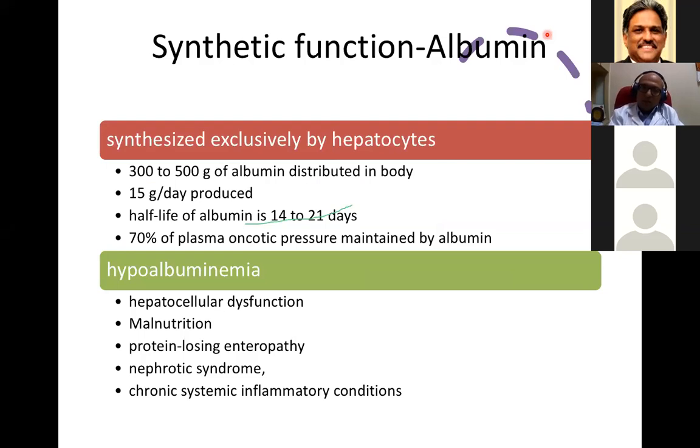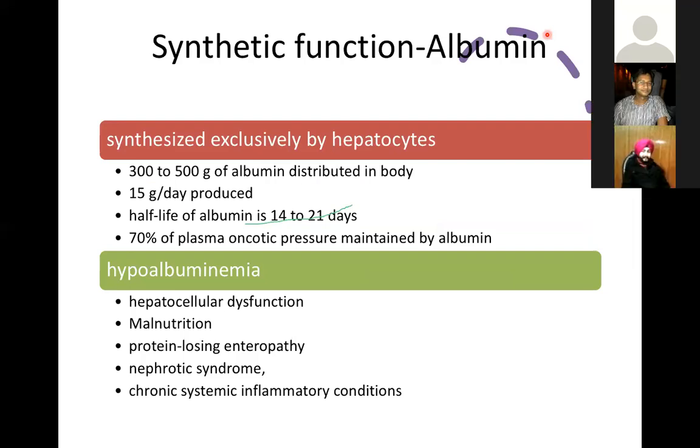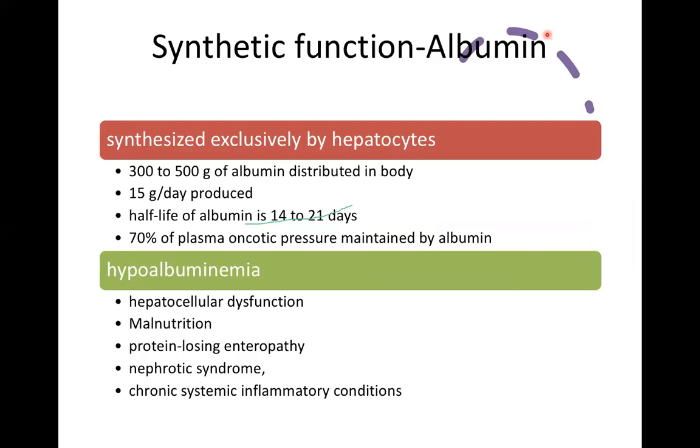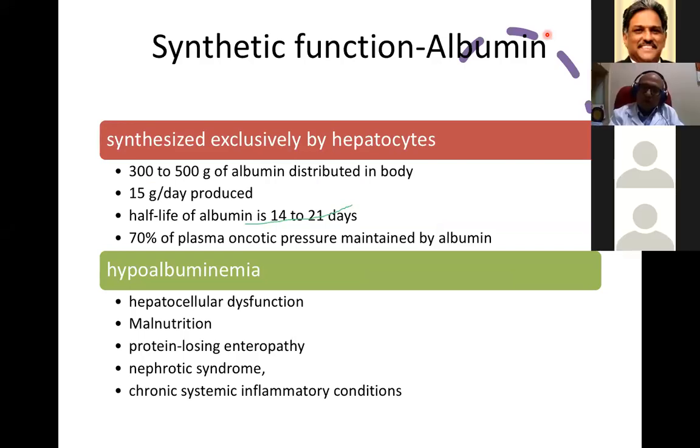And approximately 70% of the plasma oncotic pressure, which helps us keep the fluid in the intravascular space, is maintained by albumin. So that's why in hypoalbuminemic states we see anasarca. And hypoalbuminemia may also be a reflector of other disorders. So while hepatocellular dysfunction is what we are focusing on, there is also loss of albumin like in nephrotic syndrome, protein losing enteropathy, and also in systemic inflammatory conditions.